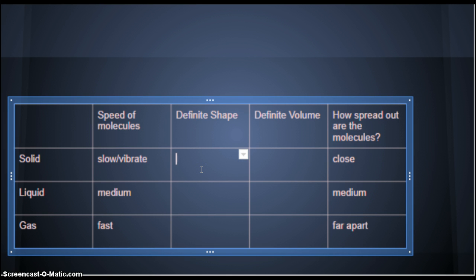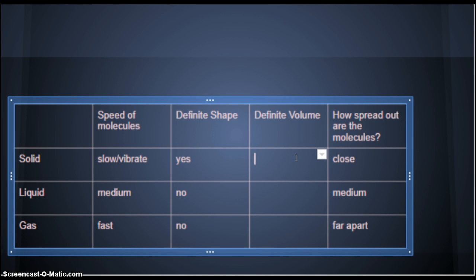Definite shape. Think of your computer. Is your computer the same shape every day? Better be. Yes. Liquid. Do liquids have a definite shape? Well, no. If I pour it in my cup versus pouring it on the floor, it's a different shape. Gases? Definitely not. They're having a party. They're going everywhere.